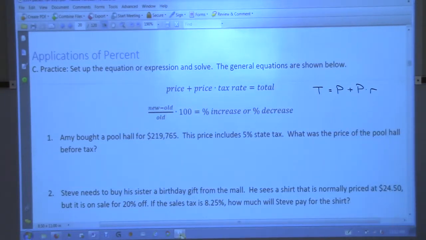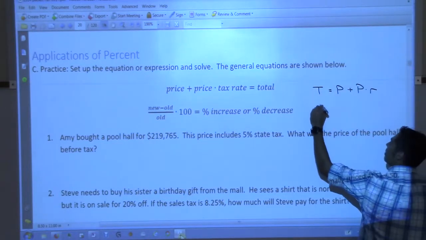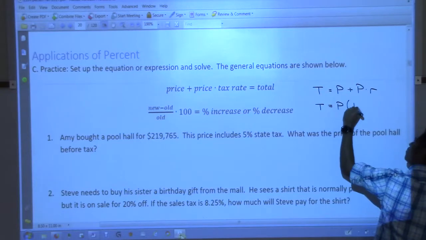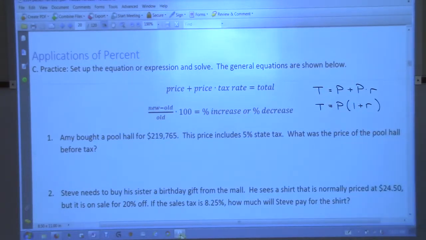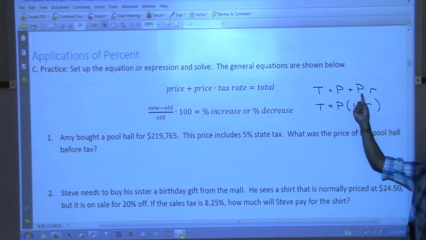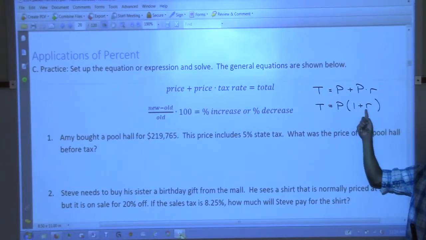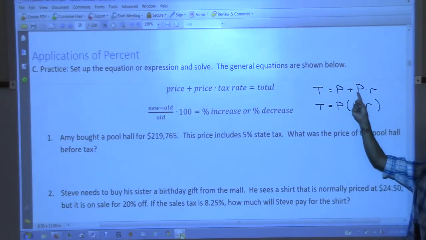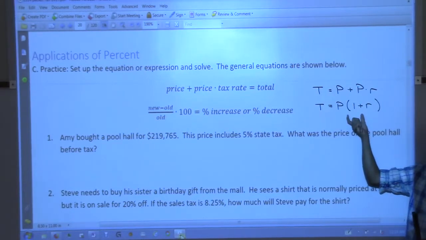Yes? Okay, now check this out. There's another way that you can use this formula; in some books they use a different formula. They actually write that the total is equal to the price times 1 plus R. Now, I'm saying that that's the same formula. How is this the same formula as this? That's right. On the right-hand side, they realized that both of these have P in it, right? So they factored a P out, and it left a 1 plus R, right? If you multiply this P back through, you get this, right?